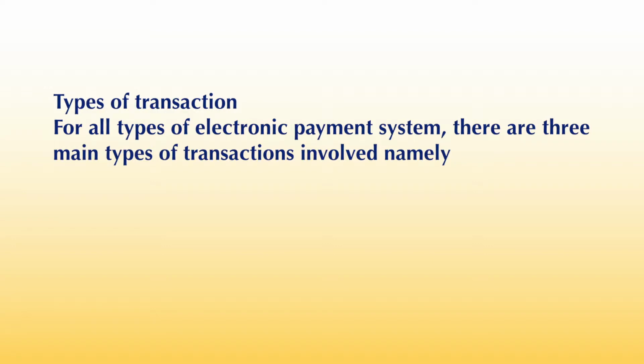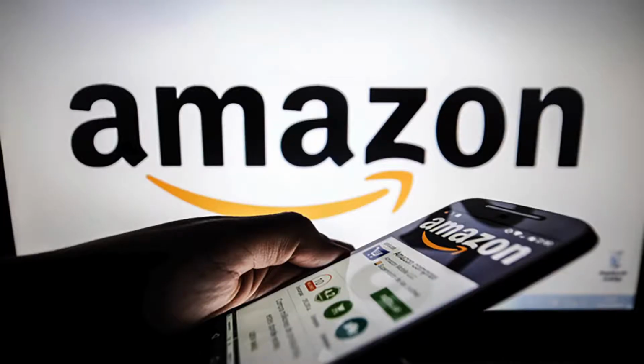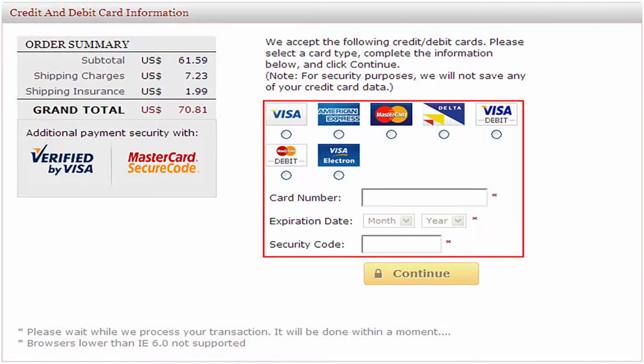Now, let's have a look at the types of transaction. For all types of electronic payment system, there are three main types of transactions involved, namely, one-time customer to vendor transaction, which is preferred when one shops online at an e-commerce site such as Amazon. When the payment card information is entered, the site processes the entered information and sends an email notifying that the payment was received.